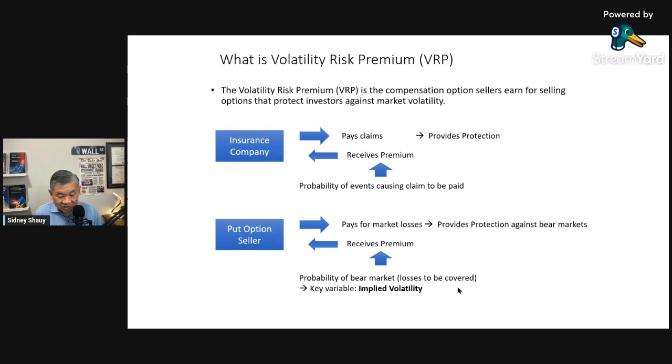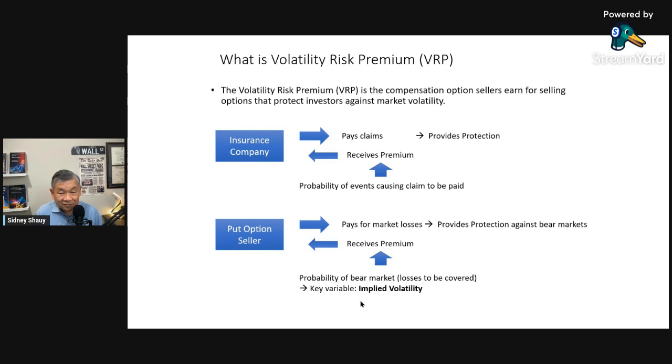In that case, it will trigger the payment of compensation to the investor, because the investor paid the premium upfront and expects that when the market goes down and the investor loses money, these losses are going to be compensated by the provider of the hedge. Okay, so the probability that we're talking about here is the probability of losses, right?